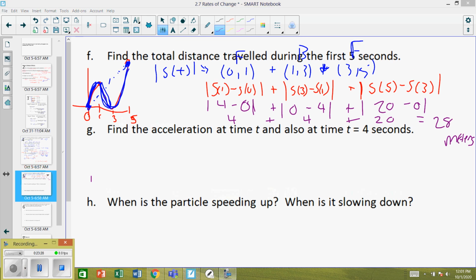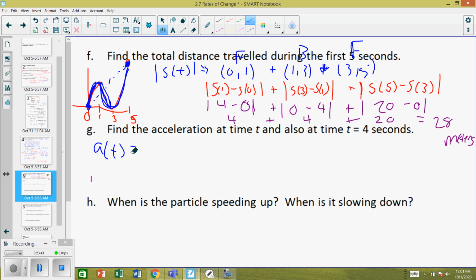Okay, let's keep going. Find the acceleration at time t and also at time equals 4 seconds. So we know the acceleration is the derivative of velocity. All right. So a of t is equal to the derivative of, it was what, 3t squared minus 12t plus 9, I think it was. So the derivative would then be 6t minus 12. So that's just the power rule.